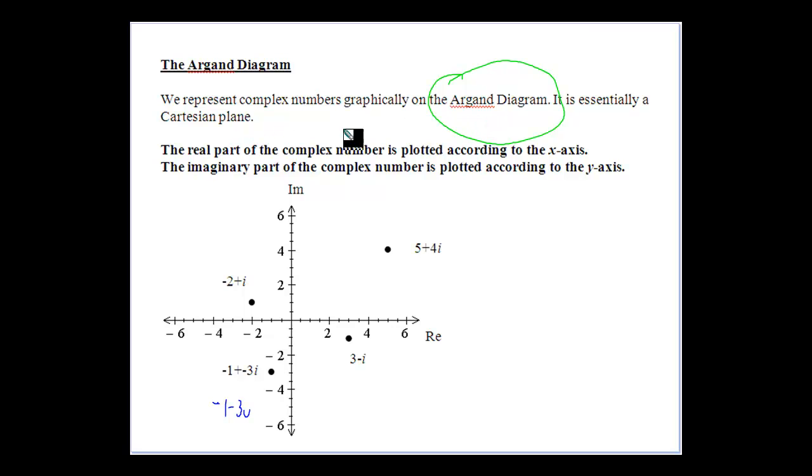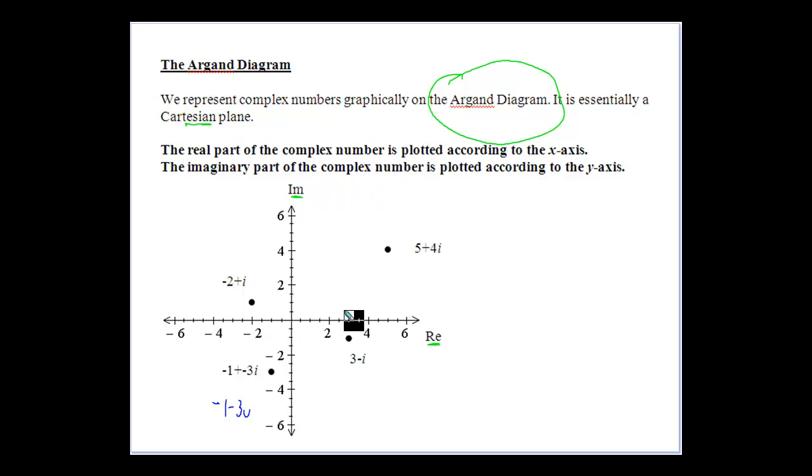Basically, what we want to do is treat it like a Cartesian plane, pretty much like a number plane we've dealt with before. The idea is that the real part of a complex number we plot on the x-axis. So the x-axis we call the real axis, and we can label it with an Re there. And the imaginary part of a complex number is on the y-axis, so it's on the vertical axis there.